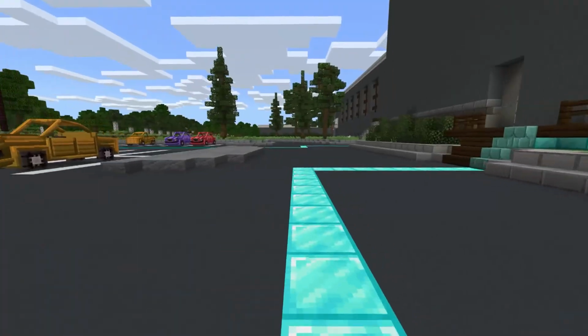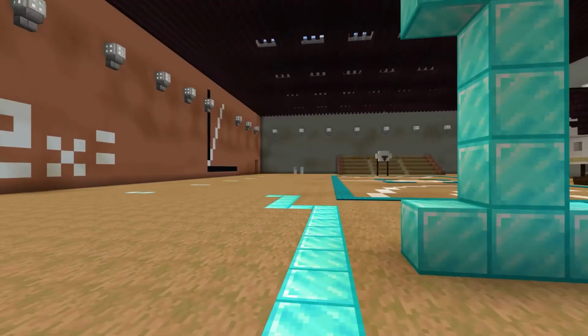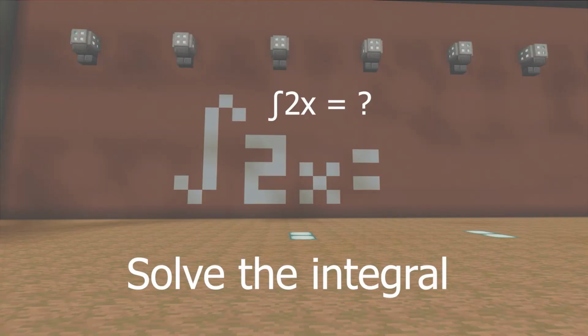We're almost there. We're going to move on to our 12th grade and final question, which deals with calculus. And a lot of people don't learn calculus in high school, but this is a truly challenging quiz, right? So the question I'm going to ask you is, what is the integral of 2x? And this is a hard one. You either know it or you don't, and I'll explain it after. But I'll give you a hint.